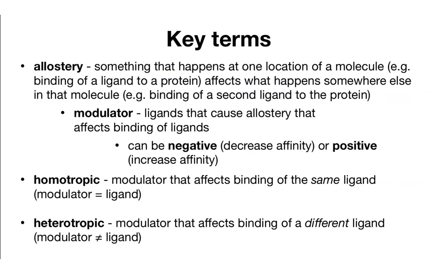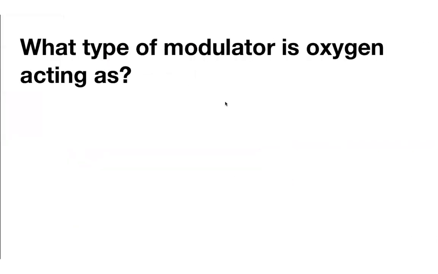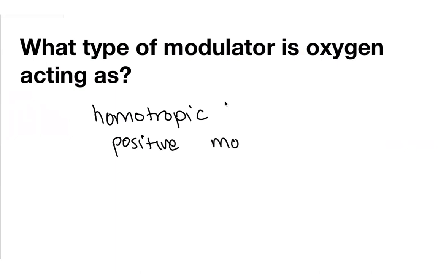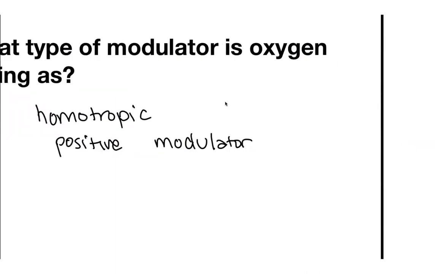We further described how we could refer to these as homotropic if their modulator affects the binding of a copy of the same ligand, or heterotropic, so it affected the binding of a different ligand. So what type of modulator is oxygen acting as? Right, oxygen is going to be acting as a homotropic positive modulator. Homotropic because it's affecting the binding of subsequent oxygen molecules, and positive modulator because the binding of one oxygen molecule increases the affinity for further binding.